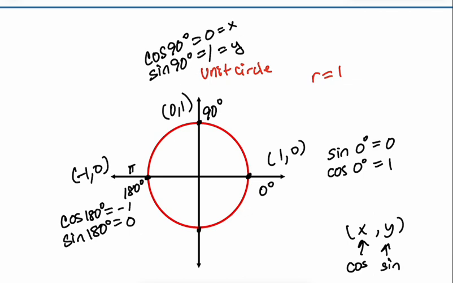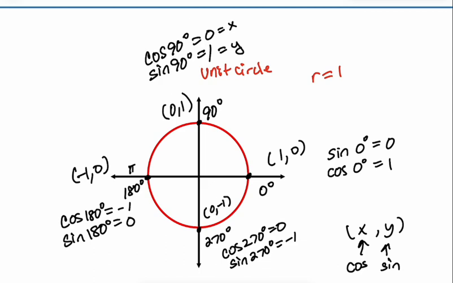And then finally down here, this is 270. That is the point 0, -1. So the cosine of 270 is 0, but the sine of 270 is -1. So remember, your x is your cosine at that location. The sine is the y.